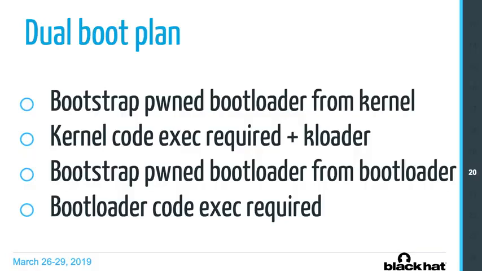Okay, so let's switch back to DualBoot. The plan is we can bootstrap our fixed bootloader from a kernel. That's one way. For this purpose, kernel code execution is required, as well as a tool called kloader. Or we can execute our fixed bootloader from another bootloader. In this case, bootloader code execution is required.